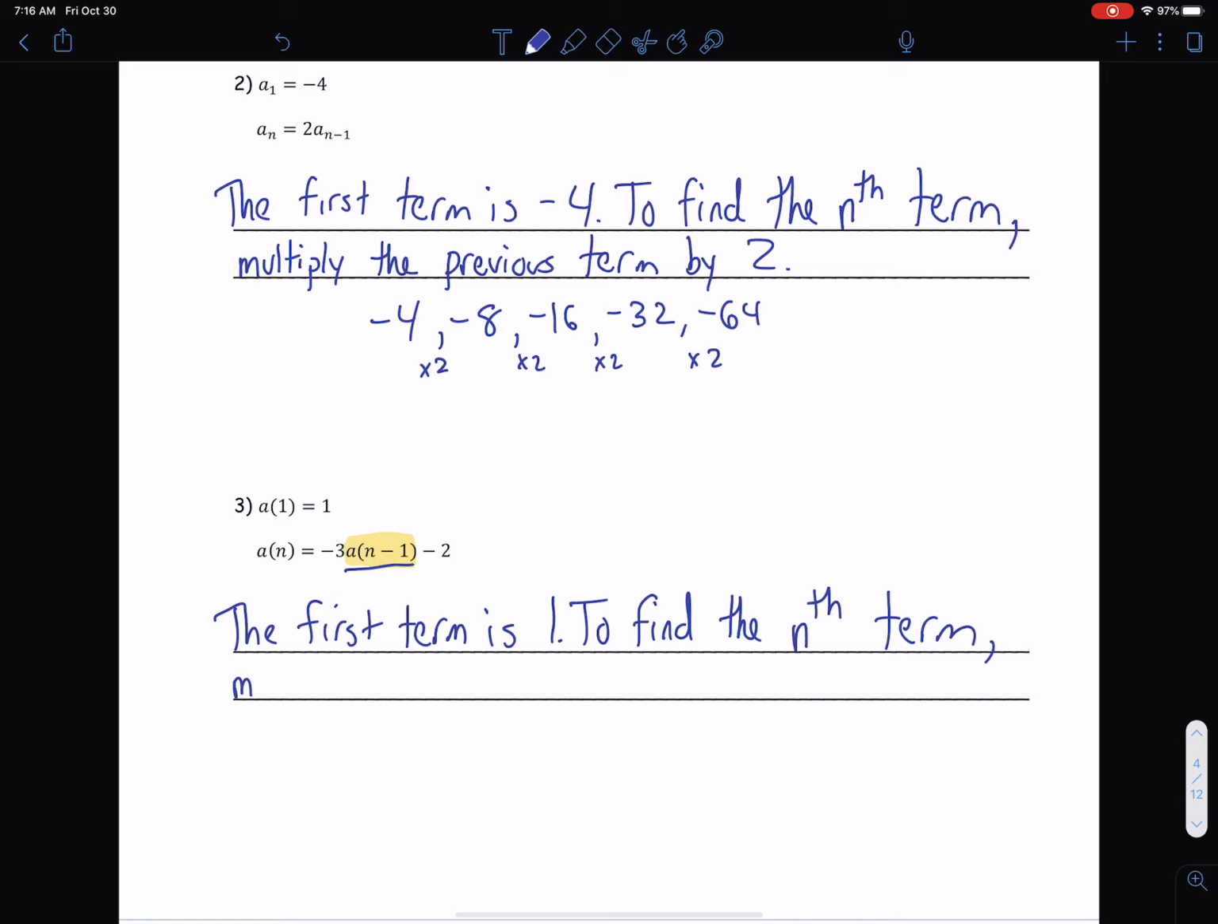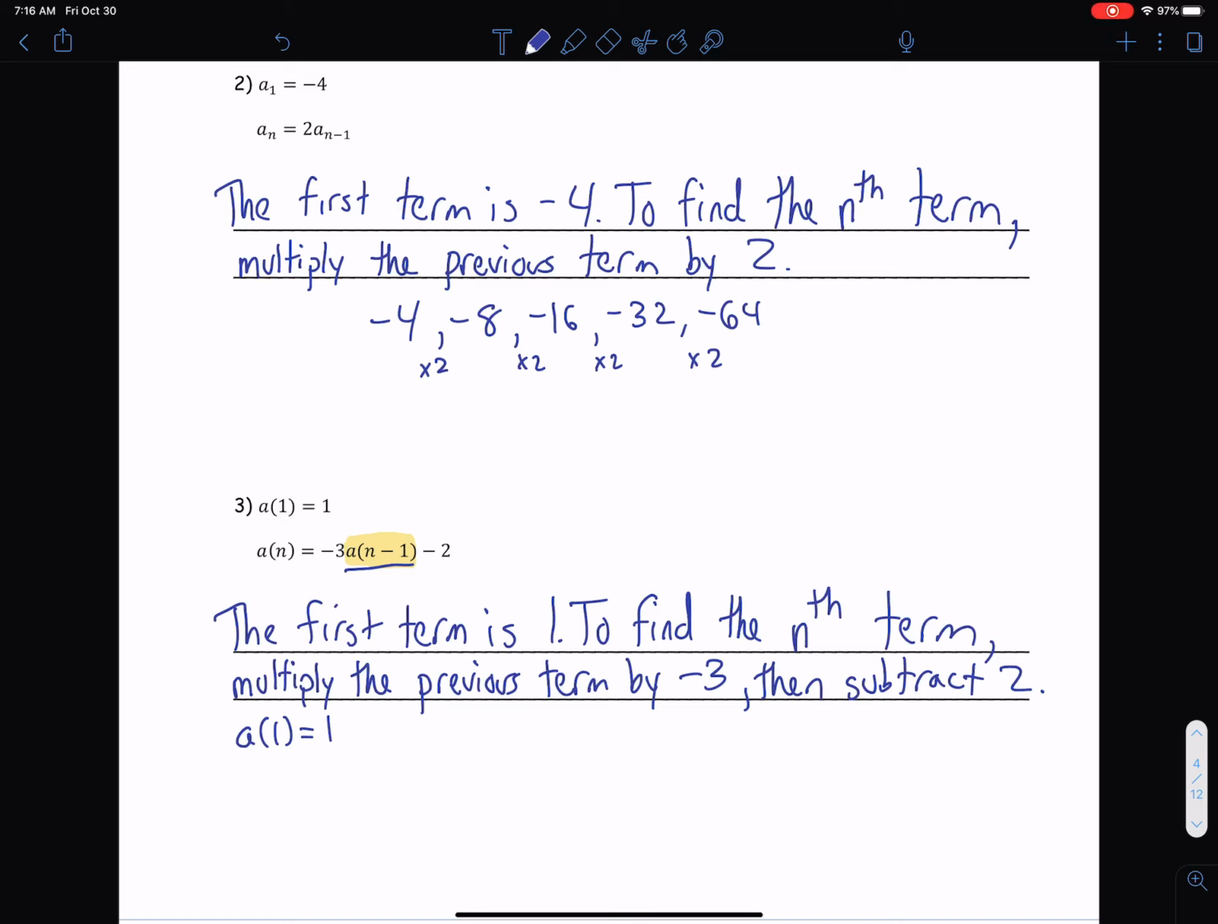So multiply the previous term by negative 3, then we subtract 2. So let's list the first 5 terms. And on this one, when there are a little bit more steps, I like to show work here so I don't make a simple mistake. So the first term, that one's easy. They gave that to us.